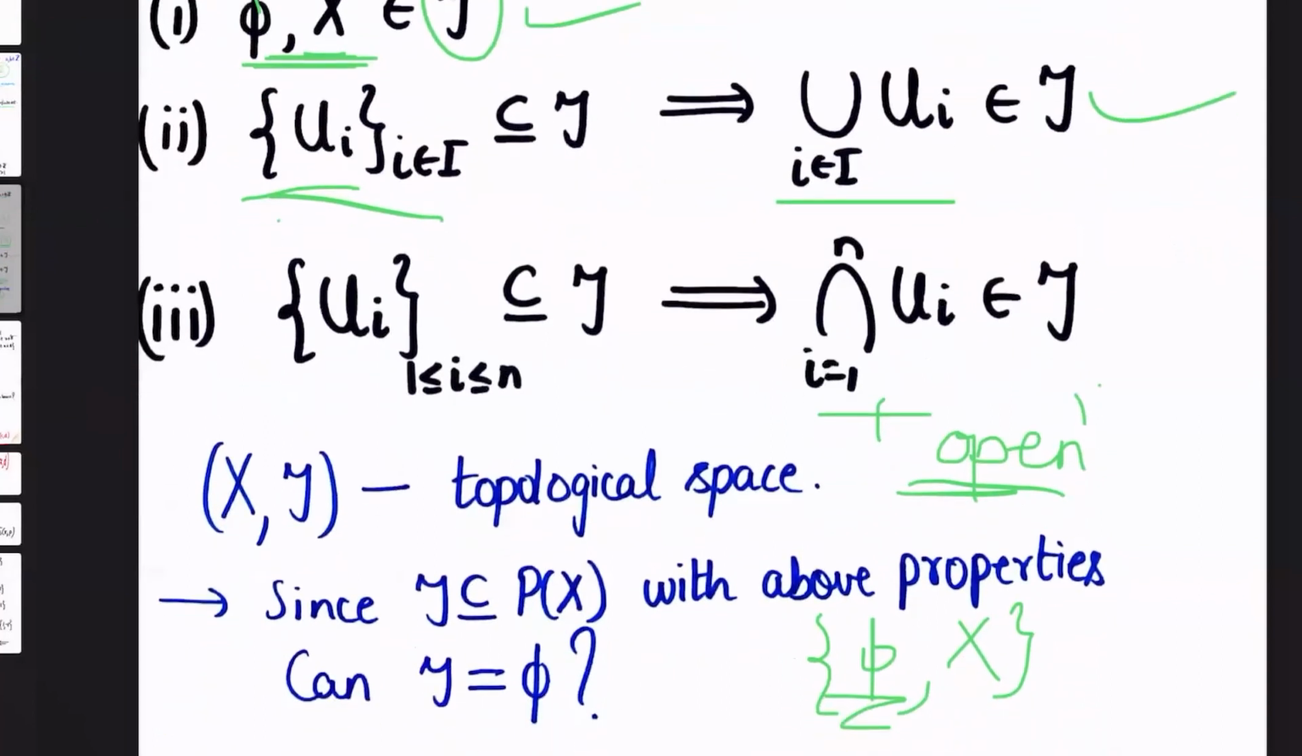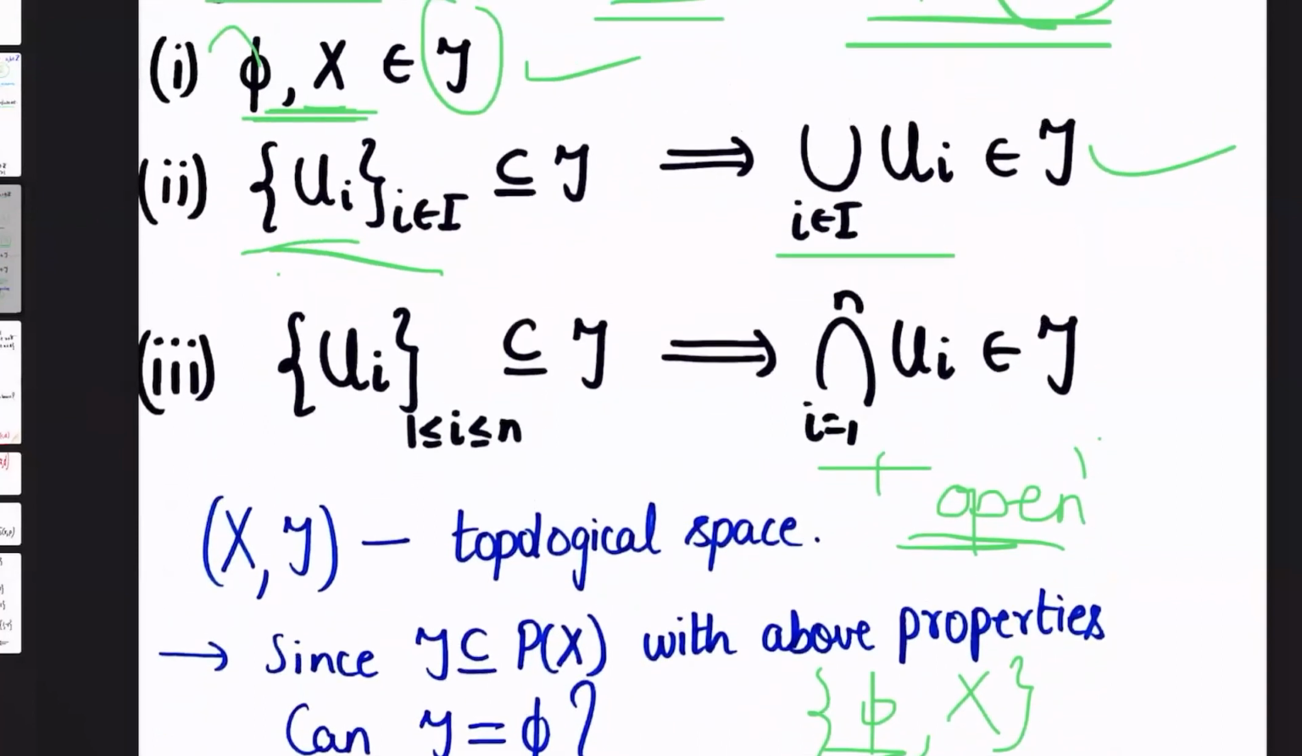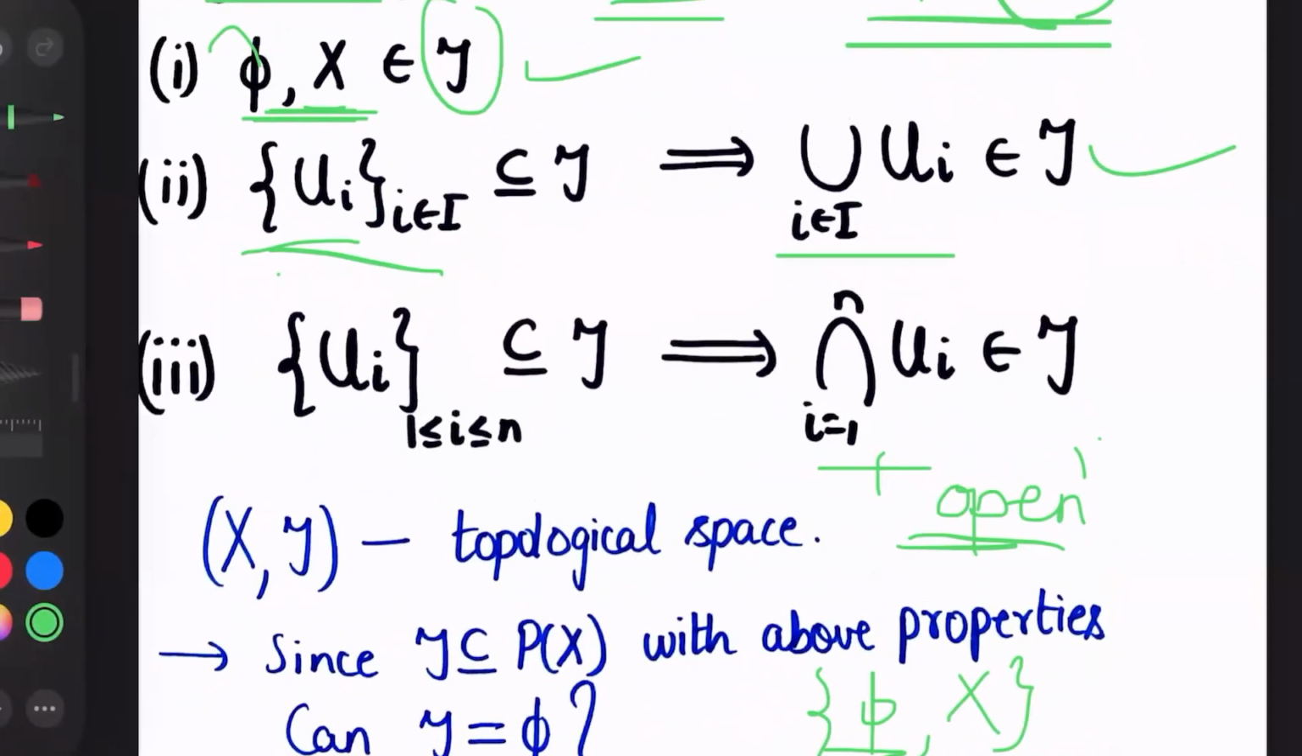I wanted to give out these examples of two topologies. One where you can define a topology by just sticking to the bare minimum, that is, you take only the empty set and the whole set. And the other is the other extreme, where you declare everything to be open.